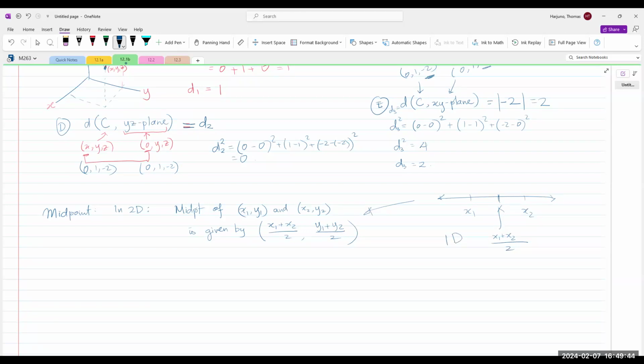So in 2D, you extend it into the y component, and believe it or not, in 3D, that will be a similar idea. The midpoint of (x1, y1, z1) and (x2, y2, z2) is given by the midpoint of each component: x1 plus x2 over 2, y1 plus y2 over 2, z1 plus z2 over 2.